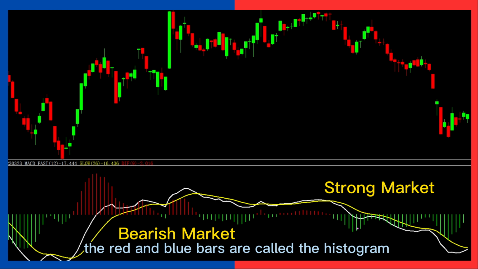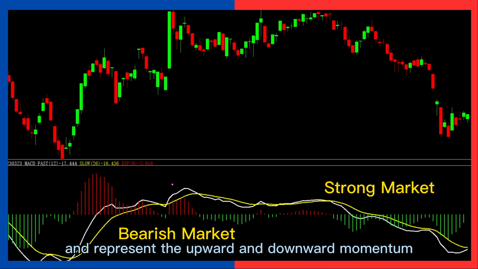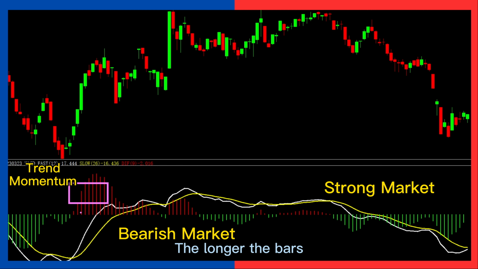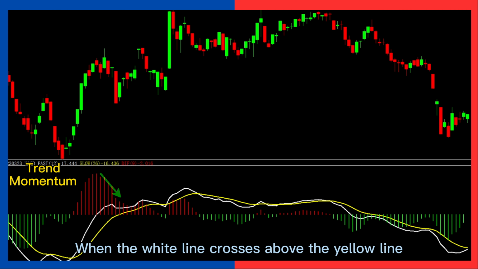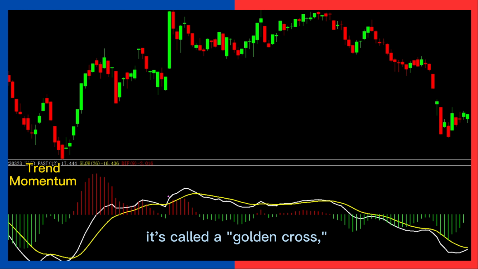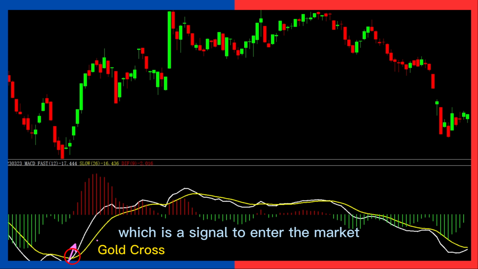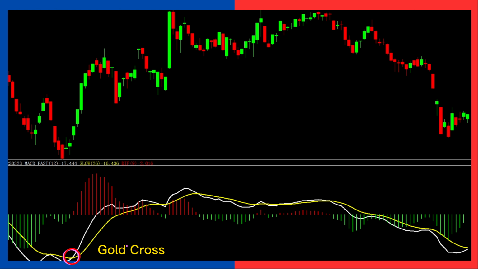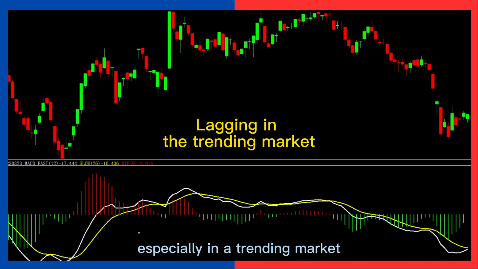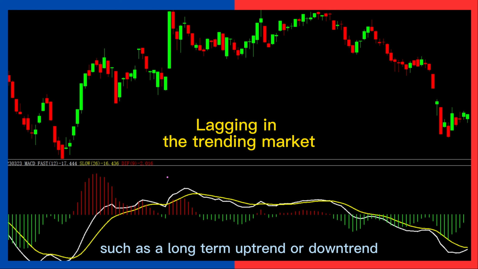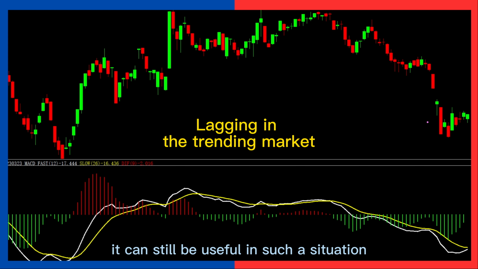Additionally, the red and blue bars are called the histogram and represent the upward and downward momentum. The longer the bars, the stronger the upward or downward momentum. When the white line crosses above the yellow line, it's called a golden cross, which is a signal to enter the market. However, in actual use, you may find that the MACD indicator can be lagging, especially in a trending market such as a long-term uptrend or downtrend. It can still be useful in such a situation.